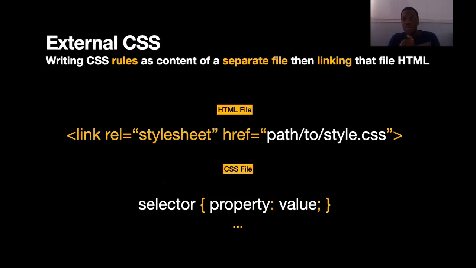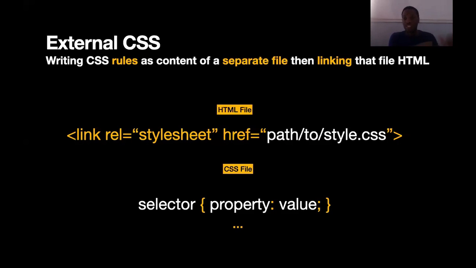Now, the final way, and most times the most recommended way, for adding CSS. Remember, we're still on how to add CSS to HTML, how to bring CSS into HTML. The final way that we're looking at is writing your CSS rules as the content of a separate file. So you just create a new file and then dump all your CSS rules there. Note, CSS rules, not just styles. So you're talking about selectors, and then the curly braces with the property and value inside.